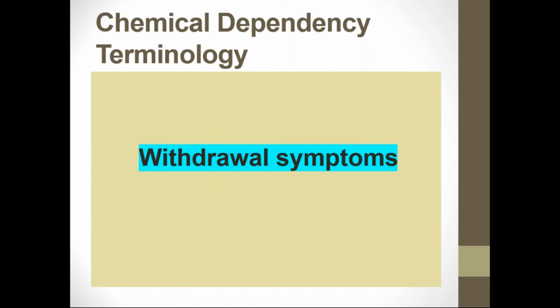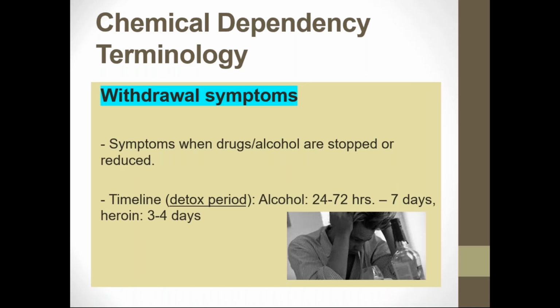Withdrawal symptoms. So I'll give you an example of a sentence. Doctor, I don't know what's wrong with me. It's my third day in the program, and I feel tingling all over my body. I sweat a lot and I can't sleep. So these would be typical examples of withdrawal symptoms. These are the symptoms that the patient feels when the drugs and the alcohol are stopped or reduced.